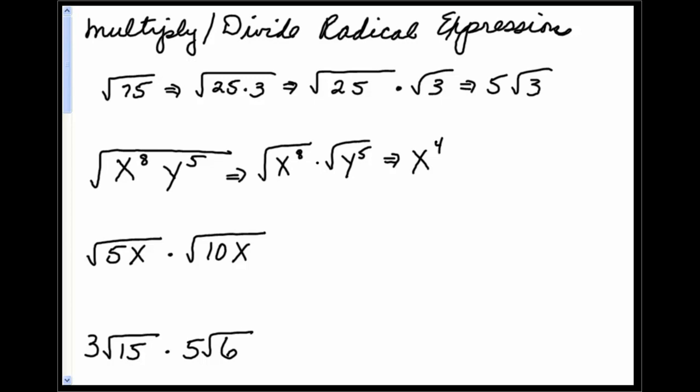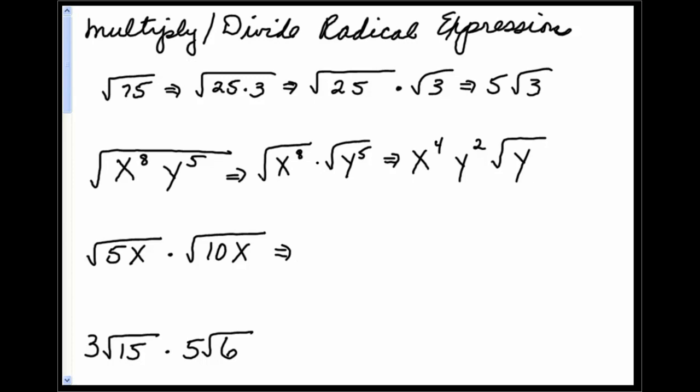Now when we look at the square root of y to the 5th, how many groups of 2 are in 5? Well, 2 goes into 5 2 times, so you'll have y to the 2nd on the outside, but there's a remainder of 1, and that remainder will stay underneath the radical.